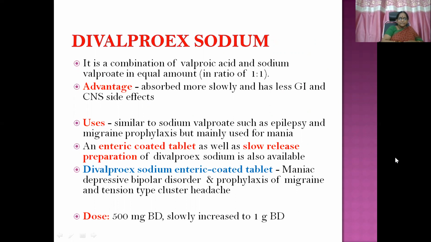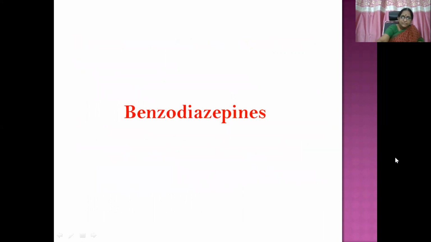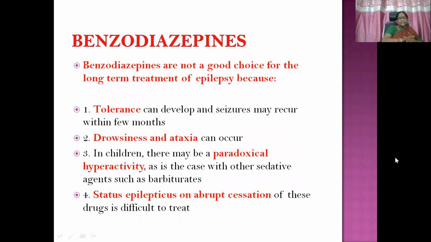So uses: it is most commonly used in migraine prophylaxis, and similar to sodium valproate, such as epilepsy, but mainly used for mania. So both the conditions it is used for, but mostly for mania. We have enteric coated preparations and slow release preparations also. The enteric coated preparation is used mainly for manic depressive bipolar disorder and migraine prophylaxis also. The dose is 500 mg BD.